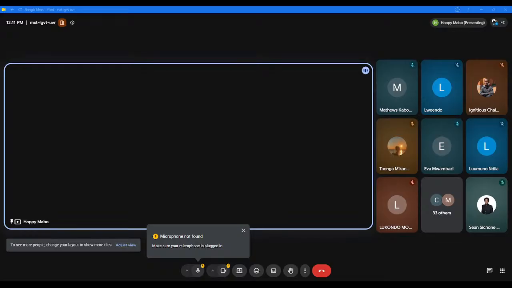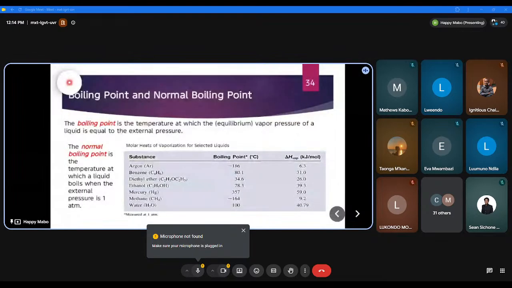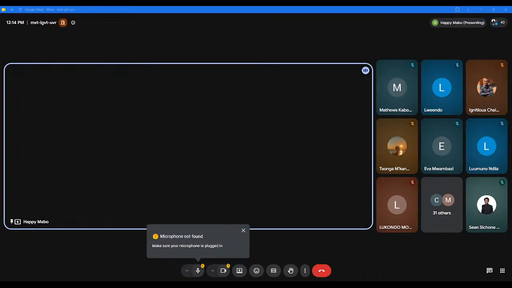Where we talk about the boiling point and normal boiling point of substances. So boiling point is defined as the temperature at which the equilibrium vapor pressure of a liquid is equal to the external pressure.